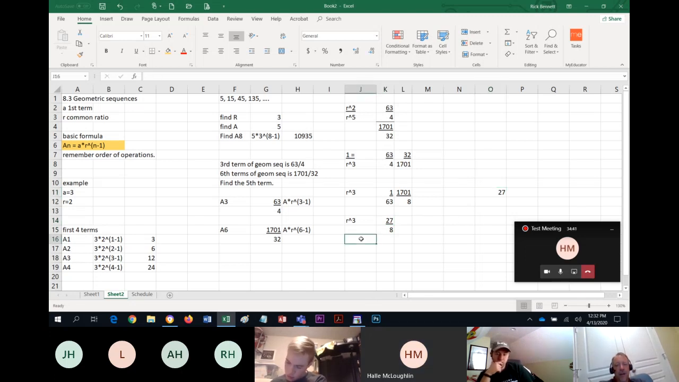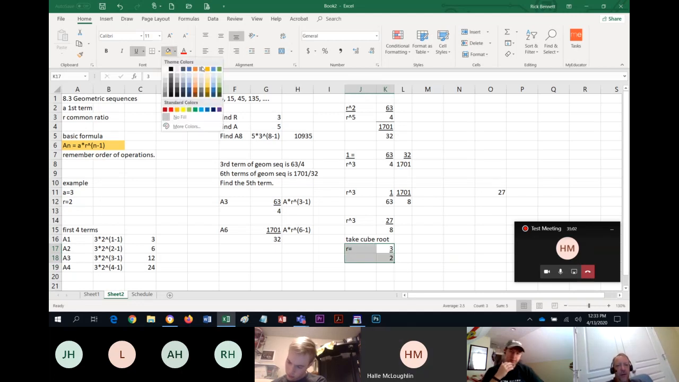Now I need to take the cube root. So r equals, the cube root of 27 is 3. 3 times 3 times 3 is 27. The cube root of 8 is 2. 2 times 2 times 2 is 8. And so my ratio is 3/2. So that's important information. Okay, so I found my ratio.